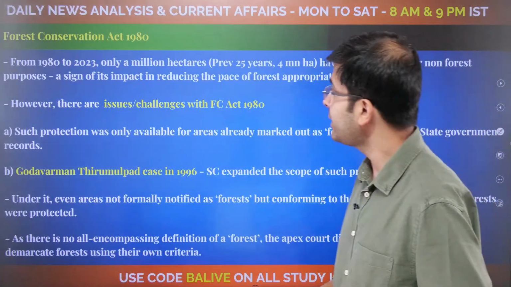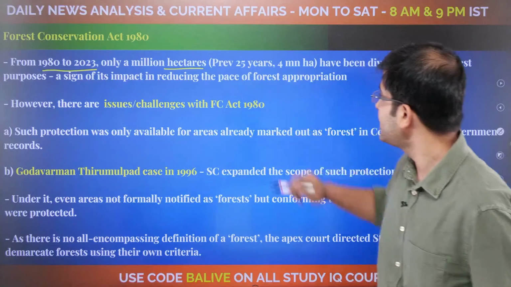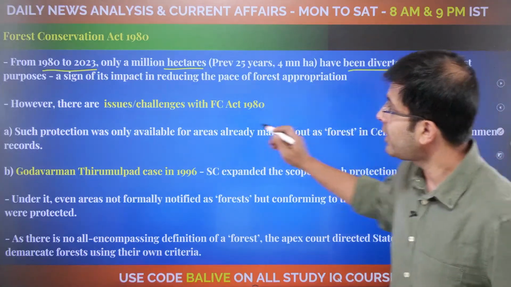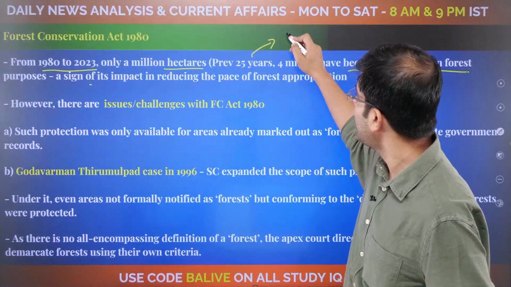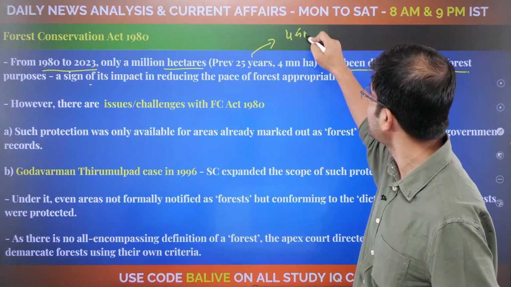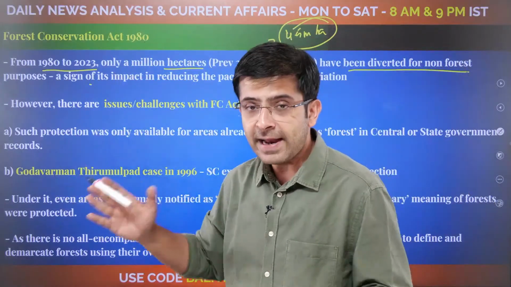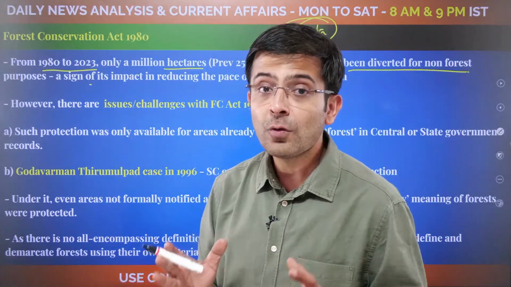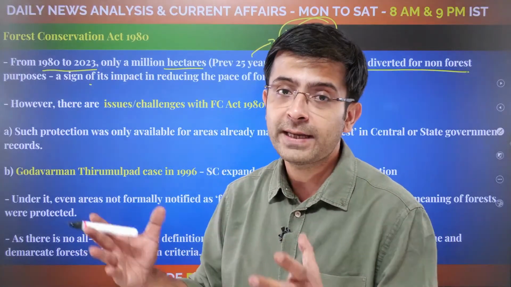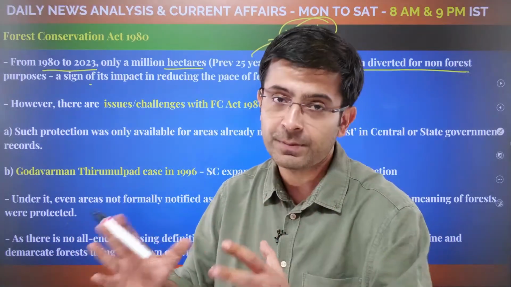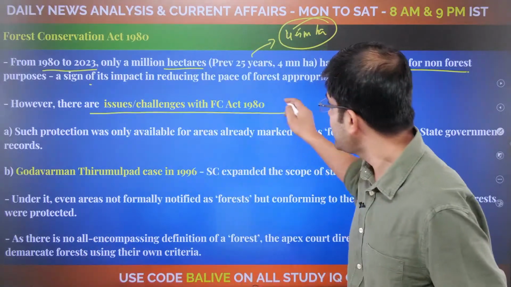So the Forest Conservation Act, now from 1980 to 2023, only 1 million hectares have been diverted for non-forest purposes. Initially, this number was close to, I think, 4.5 million hectares. Do you realize? Because of this act coming, there has been this change that you no longer have to divert essential forest land for commercial purposes or for non-forest purposes. All right. However, there are issues and challenges.